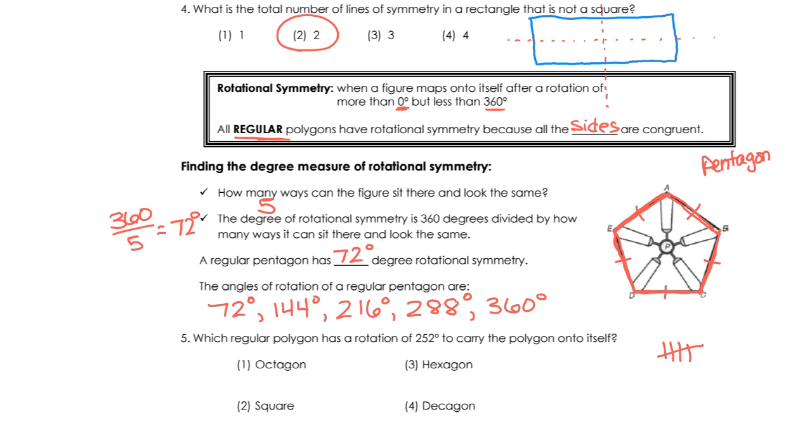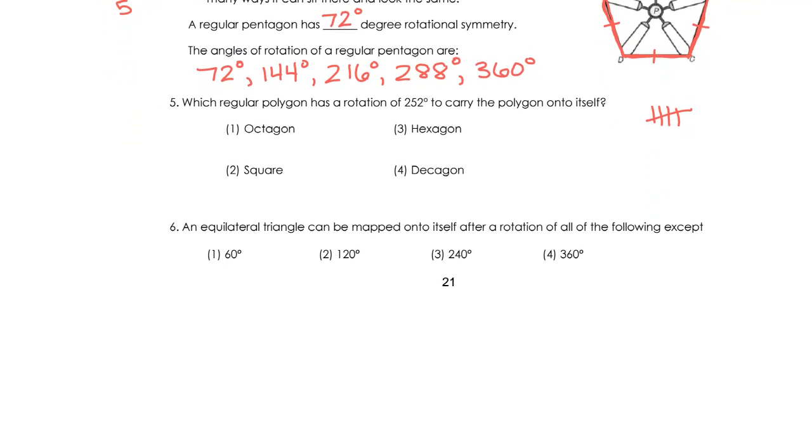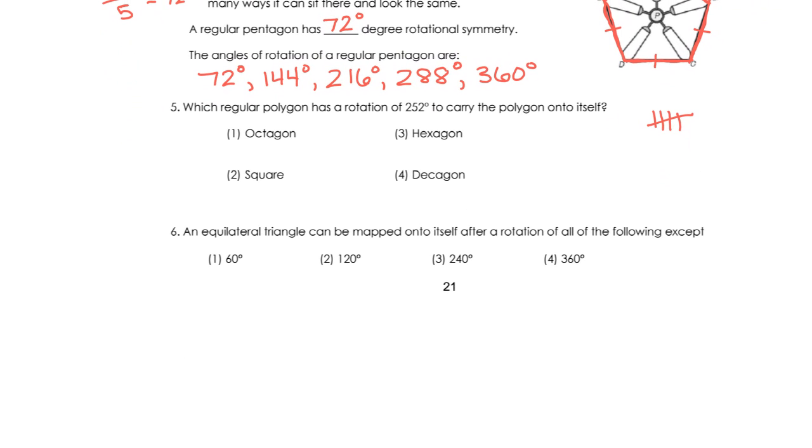All right, so number 5 says, which regular polygon has a rotation of 252 degrees to carry the polygon onto itself? So here's what we're going to need to do. In this first one, we have an octagon. An octagon has 8 sides. And since this is going to be a regular octagon, all 8 of its sides will be equal. And so there's going to be 8 ways this octagon can sit here and look the same.